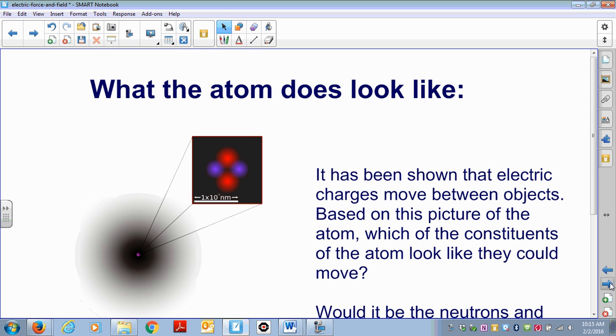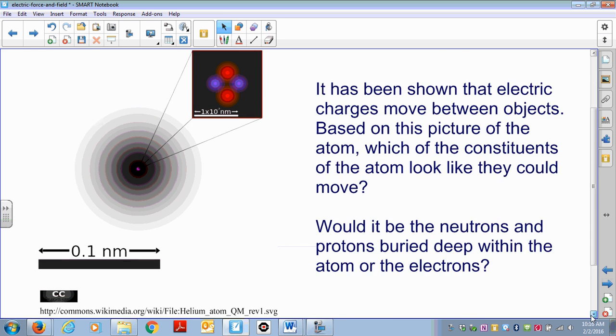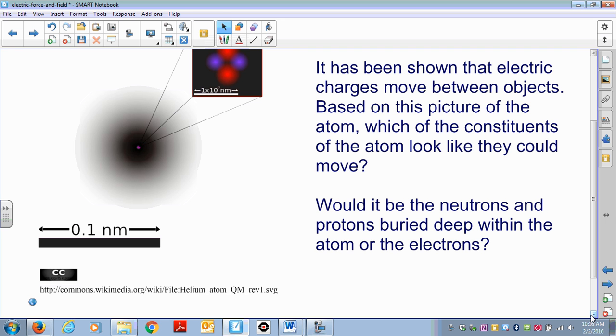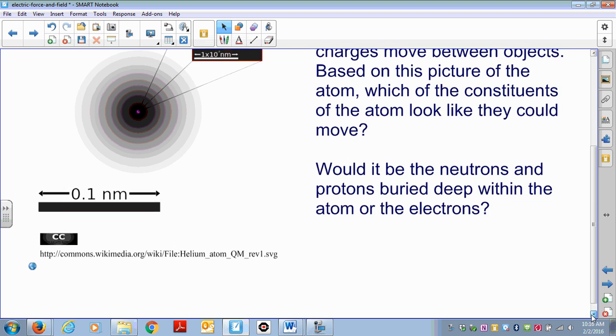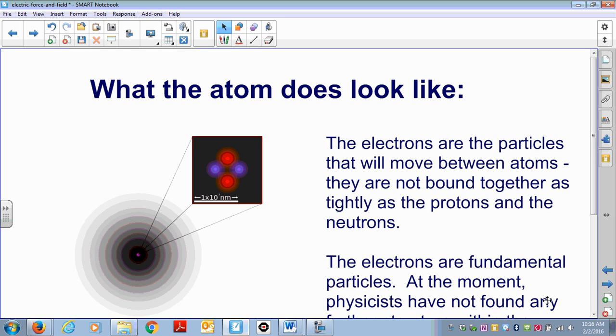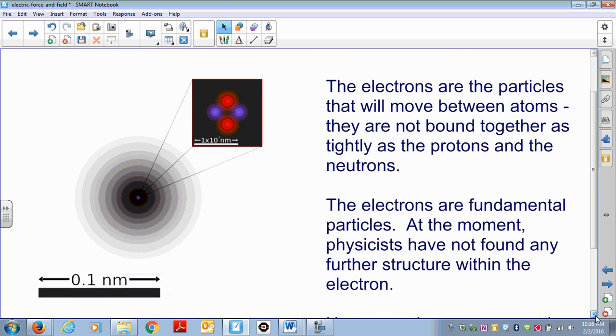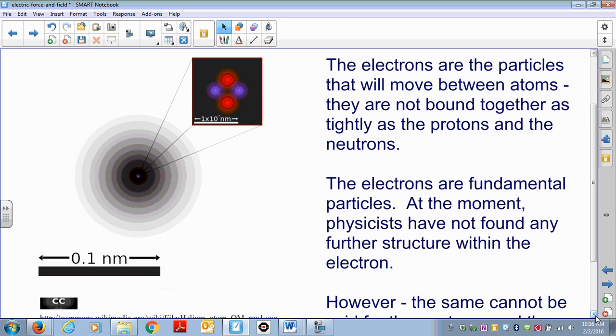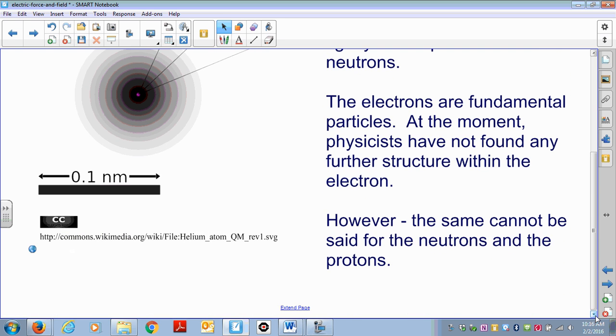It has been shown that electric charges move between objects. Based on this picture of the atom, which of the constituents of the atom look like they could move? Would it be the neutrons and protons buried deep within the atom, or the electrons? The electrons are the particles that will move between atoms. They are not bound together as tightly as the protons and the neutrons. The electrons are fundamental particles. At the moment, physicists have not found any further structure within the electron. However, the same cannot be said for the neutron and the protons.